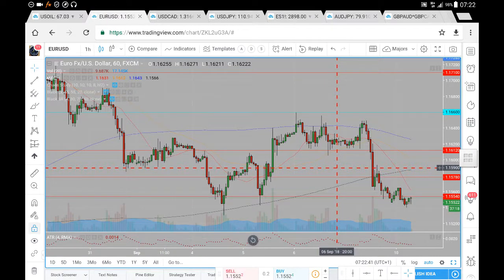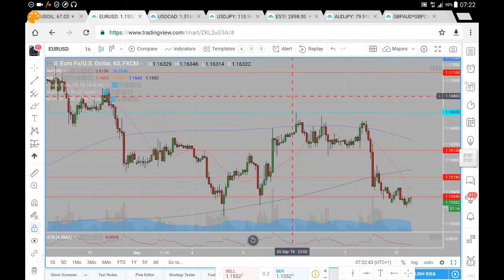So this euro dollar analysis for Monday, the 10th of September. Now let's just have a look at the prices and where prices may likely go. So previously we've had prices test the 1612, had a few rallies up towards that 1660.